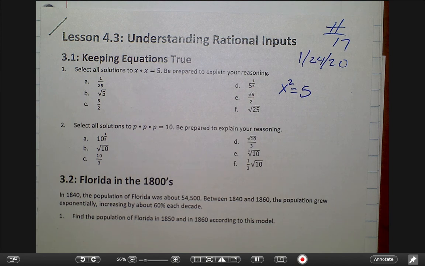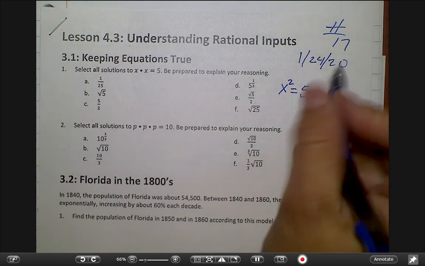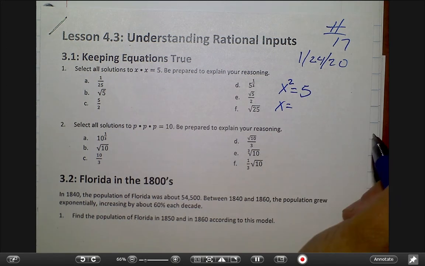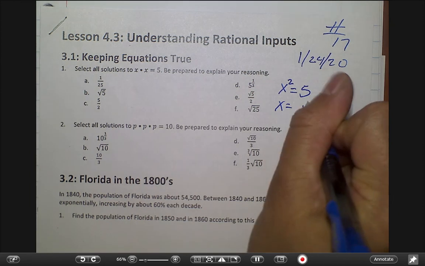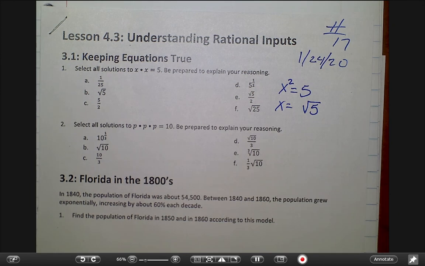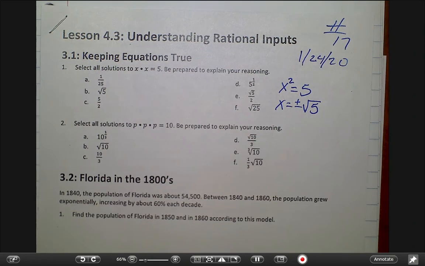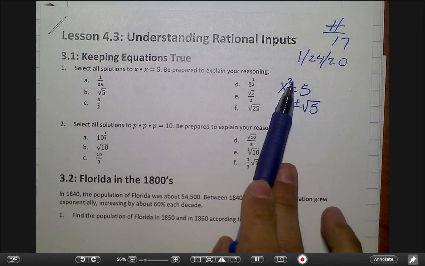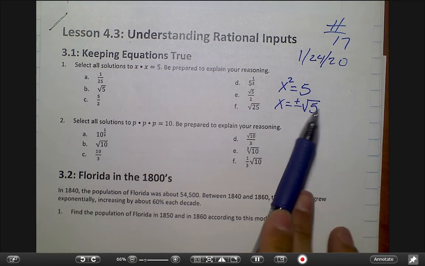Now, how do I undo a square? Very good. So when I do it, it's going to be x equals... Why is it not square root of 5? Plus or minus. There we go. You guys have to remember it. It's always positive and negative. Whenever I go from the square to solve for it, you always have to have a plus or minus here.